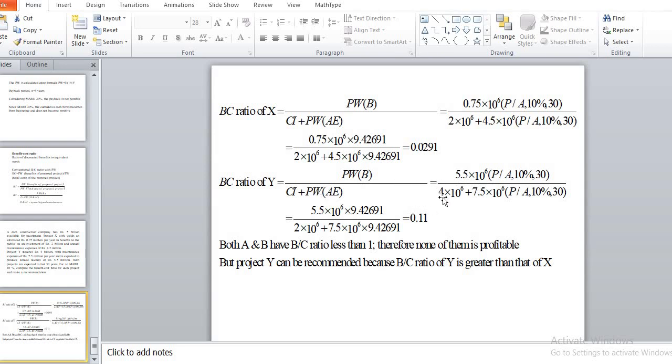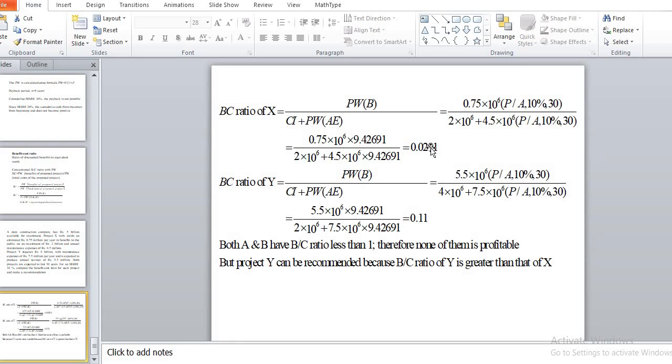The initial investment is now 4 billion, 4 into 10 raised to 8. Here, by a printing mistake, instead of 6 there should be 8. Plus the present worth of annual expenses, 7.5 million expense per year, so 7.5 into 10 raised to 6 into the present worth factor per year. The benefit is 5.5 into 10 raised to 6 times the present worth factor P by A, 10%, 30 years. Calculate this and we will get 0.11.